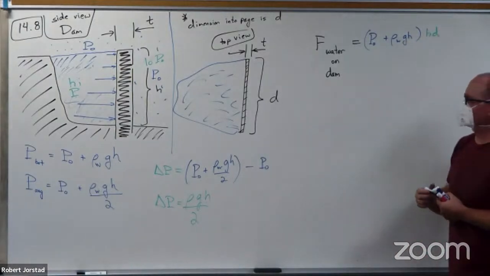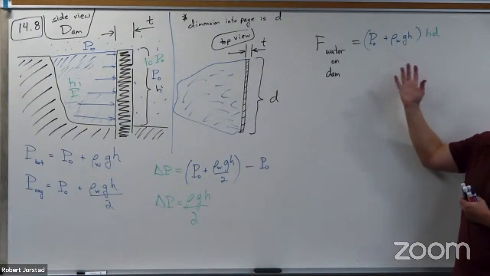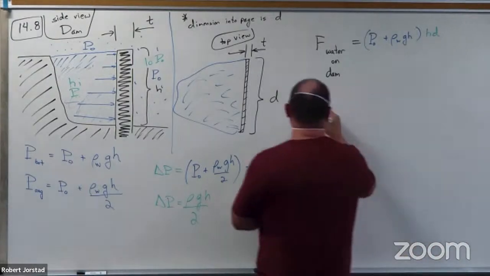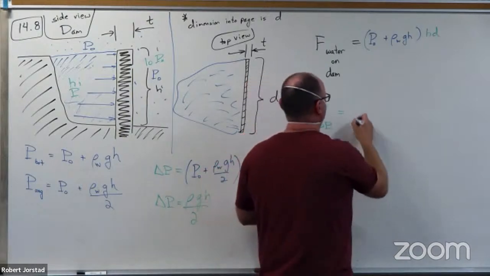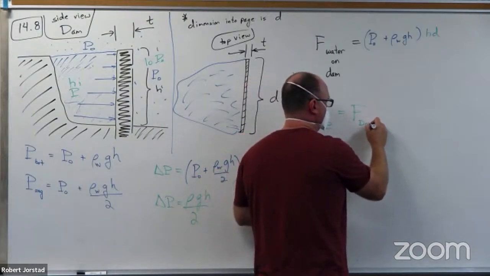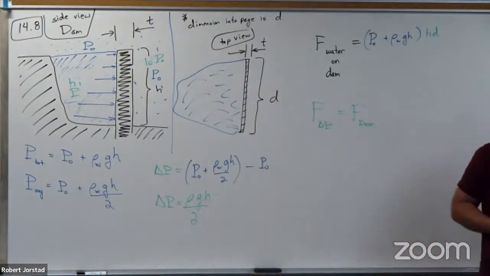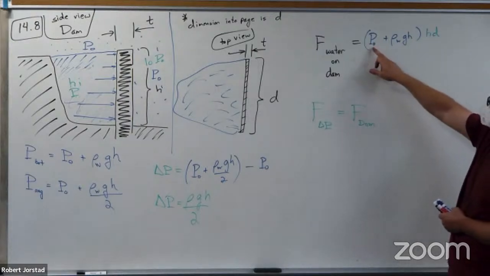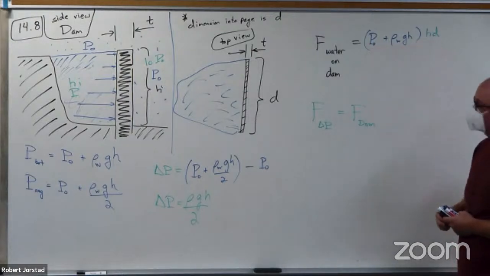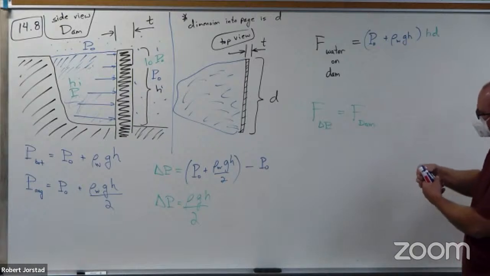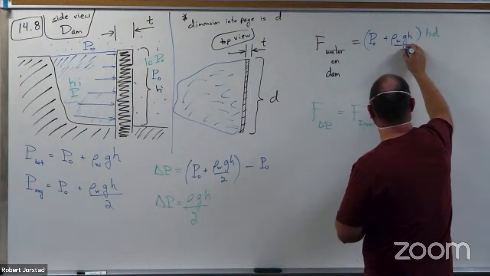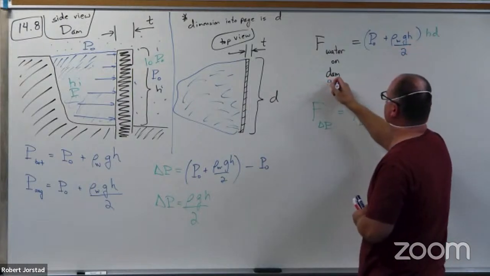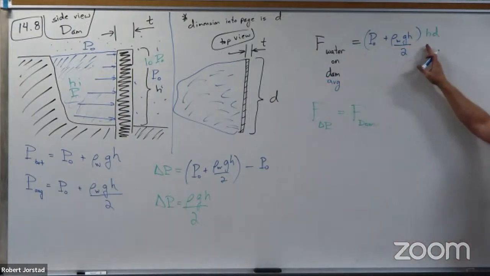Now, keep in mind, the dam does not need to exert this amount of force. It only needs to balance the force associated with the delta P. So if I need to figure out how much force the dam actually needs to support, I don't have to support all that P naught HD, right? I only need to do, oh wait, wasn't there a 2? Did I forget a 2 here? If we're looking at the average force on the dam, I need to use the average pressure.